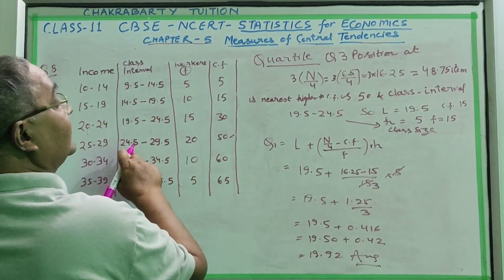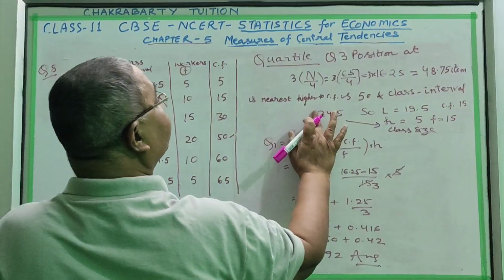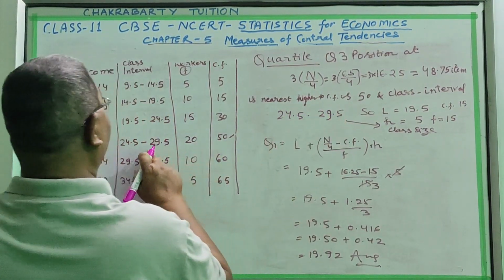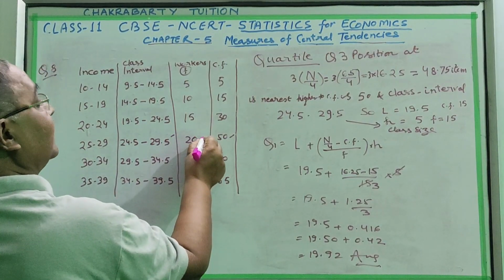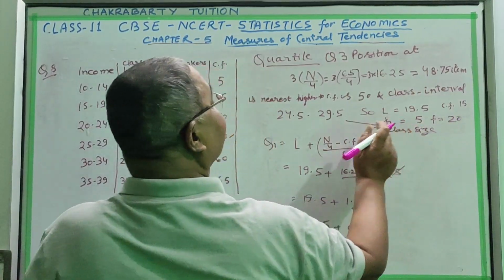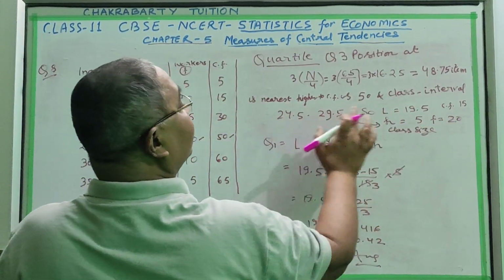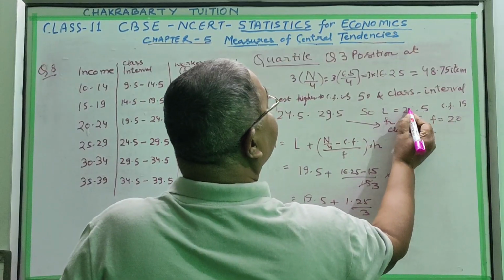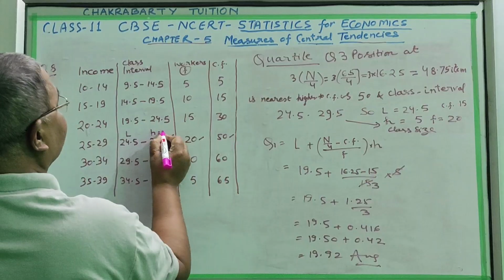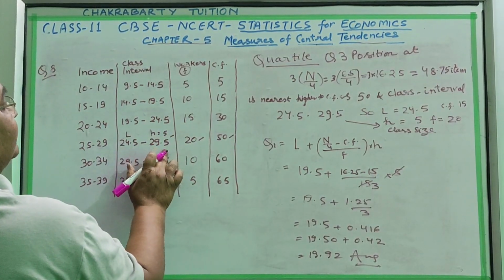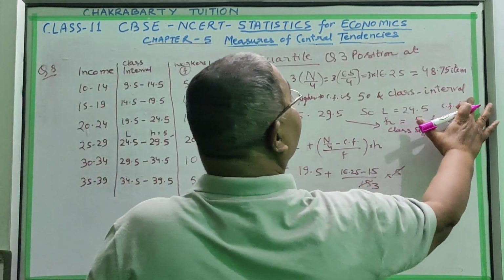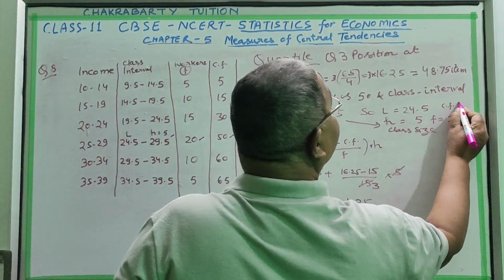Okay, and its class interval is 24.5 to 29.5. This is your class interval. Frequency is now 20. H will remain the same. The lower limit L is 24.5. This is your L, and H, of course, will remain 5, the class size. Okay, and this is the cumulative frequency of the previous class. The cumulative frequency of the previous class is 30.